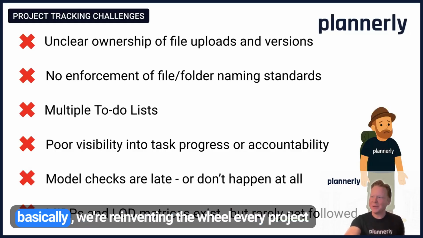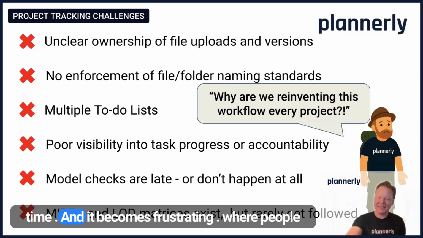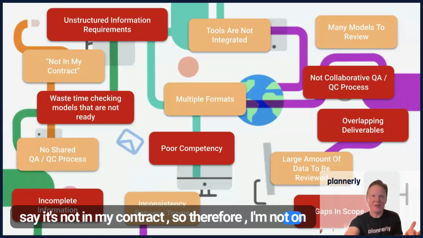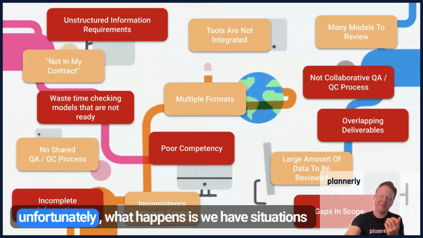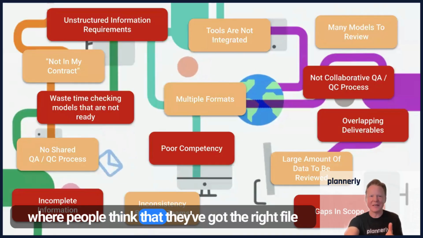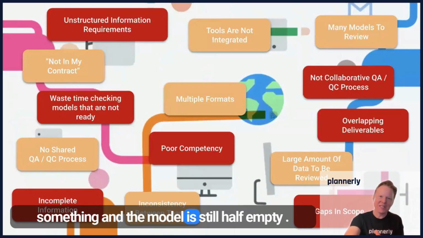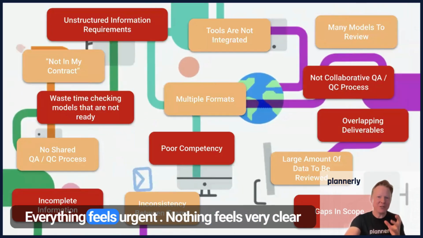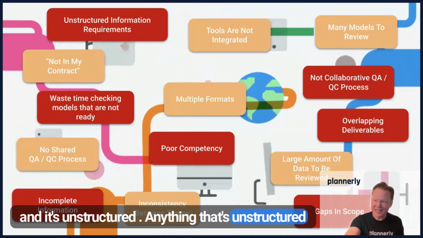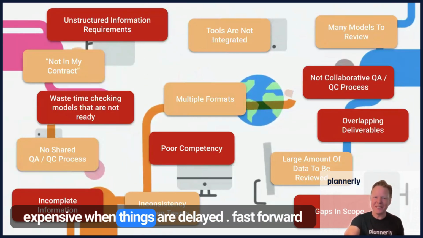But basically we're reinventing the wheel every project, and it becomes frustrating where people say it's not in my contract, so therefore I'm not on the hook for it. I don't need to do it. But unfortunately, we have situations where people think that they've got the right file and they maybe haven't. Maybe they're checking something and the model is still half empty. Everything feels urgent. Nothing feels very clear, and it's unstructured. Anything that's unstructured is unreliable, and it becomes risky and a bit expensive when things are delayed.